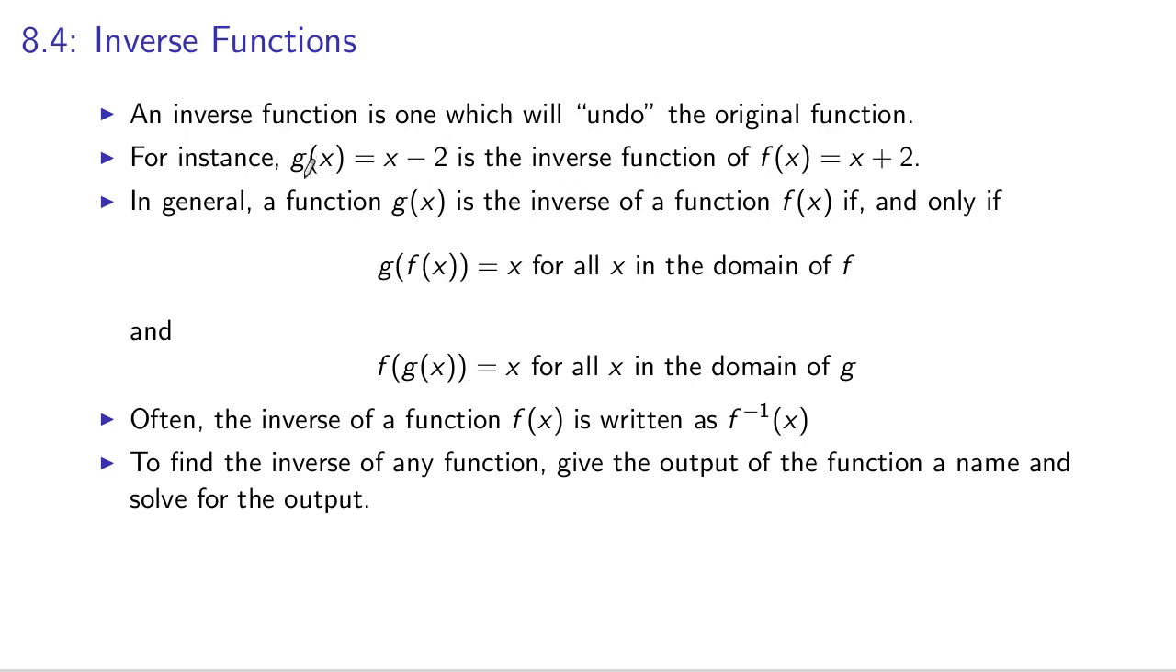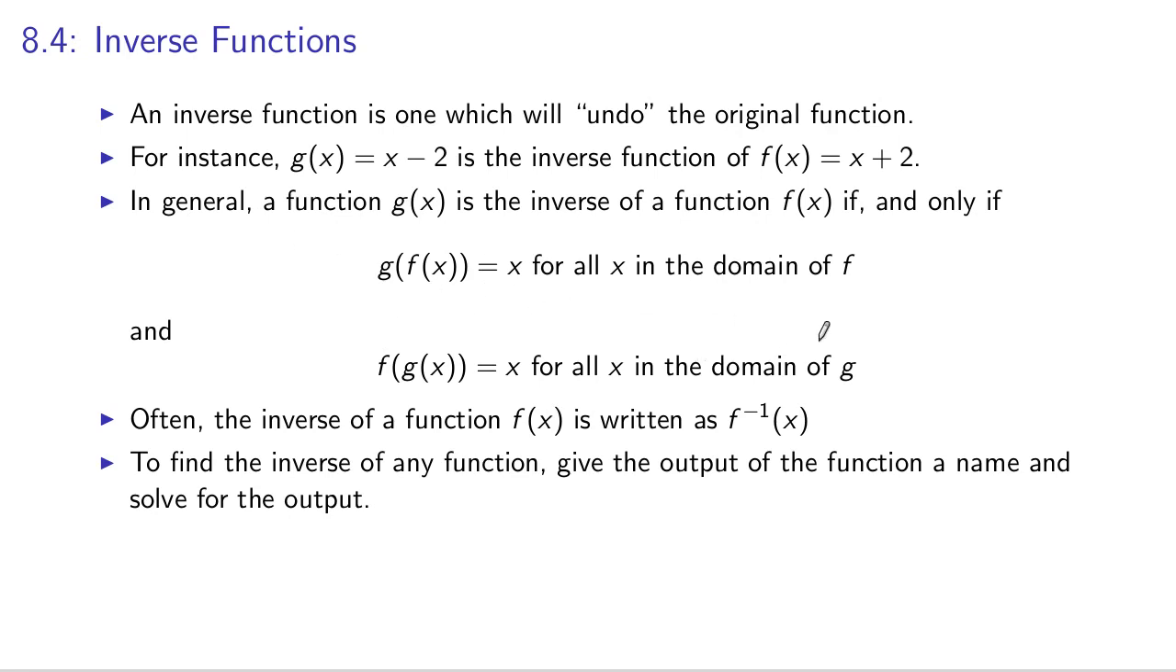For instance, if we have a function g of x, which means subtract 2 from the input, that's the inverse function of f of x, which means add 2 to the input. In general, a function g of x is the inverse of a function f of x if and only if the composition g of f of x is x for all x in the domain of f, and the composition f of g of x is x for all x in the domain of g.